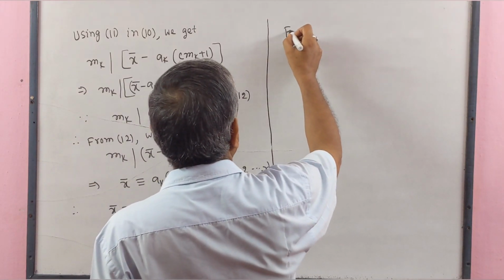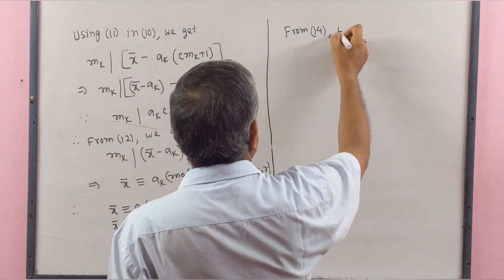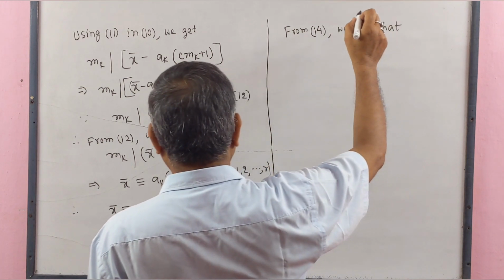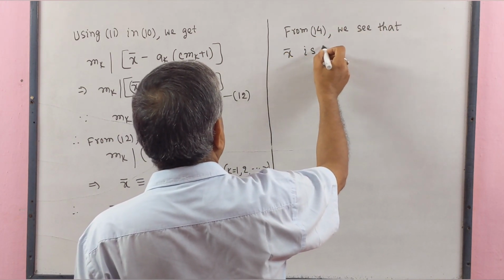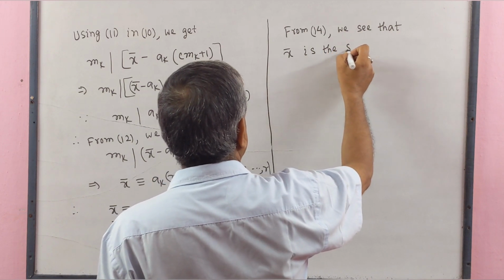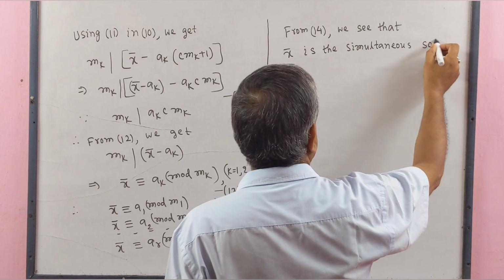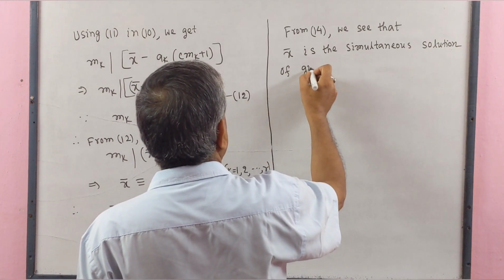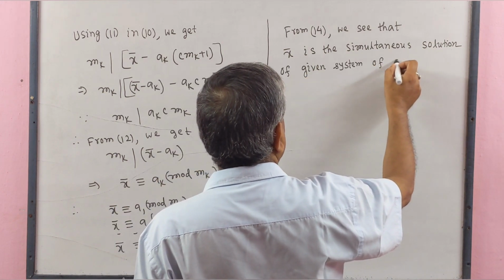From 14 we see that x bar is the simultaneous solution of given system of congruences.